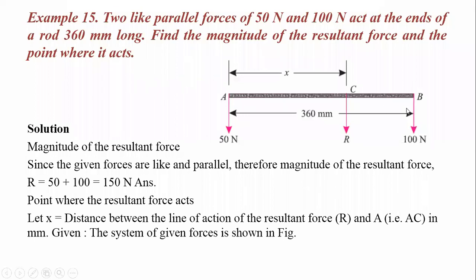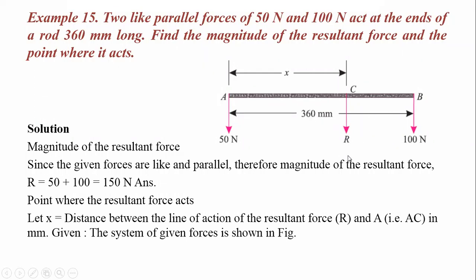Okay, AB is the rod having a length of 360 millimeter, and here at point A is the 50 Newton force, and at point B, the 100 Newton force. These two forces are parallel to each other and directed downward. It means that this force system is a like parallel force system. And we need the resultant force R, and the location of this resultant force R on this rod.